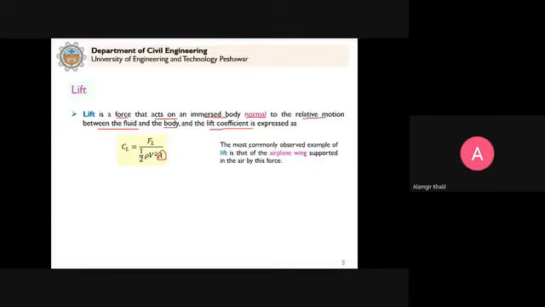So the most commonly observed example of lift is that of an airplane wing supported in the air by this force. We already discussed, and I showed you this picture in the previous lecture, that when an aeroplane flies through the air, it has the weight which will be acting down towards the center of the earth, and the engine of the aeroplane pushes the aeroplane in the forward direction by applying a thrust.